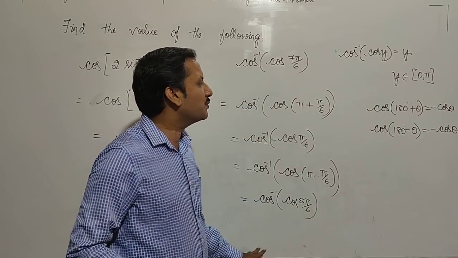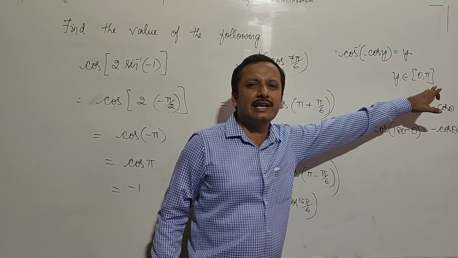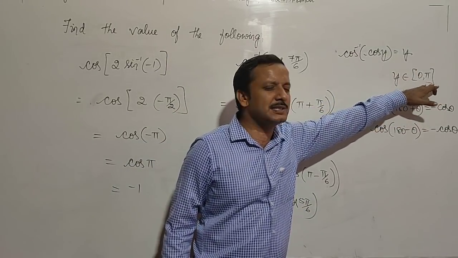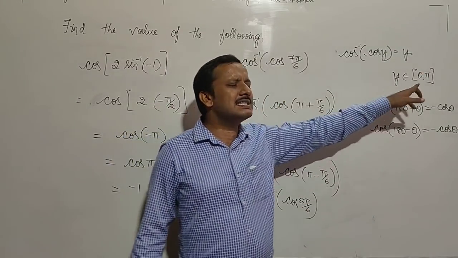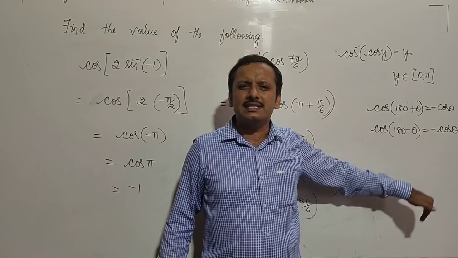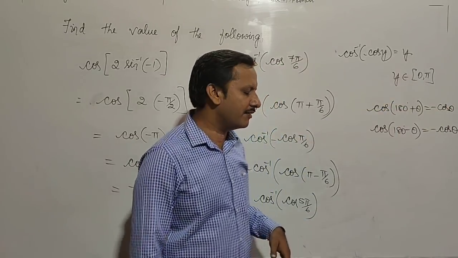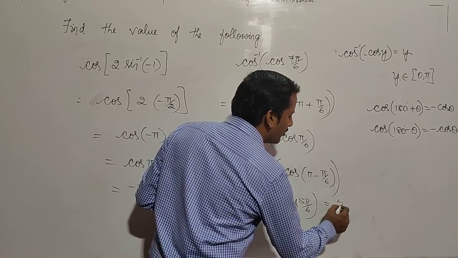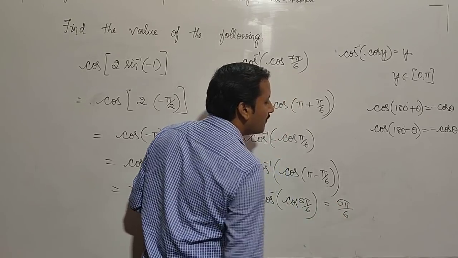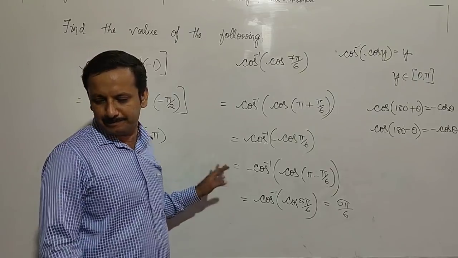Cos inverse of cos y is equal to y when y lies in its principal branch. The principal branch is 0 to pi. See, now this 5 pi by 6 does lie in this interval. This 5 pi by 6 is less than pi. Therefore, I can write cos inverse of cos 5 pi by 6 as 5 pi by 6.